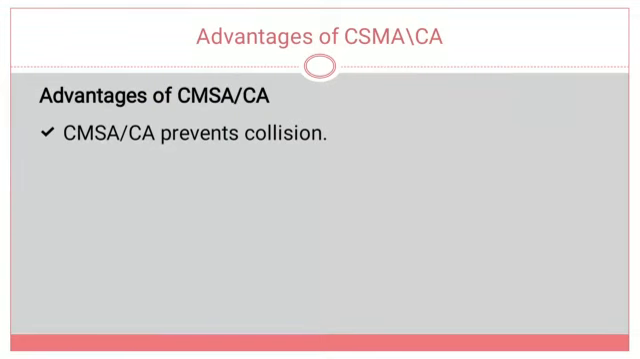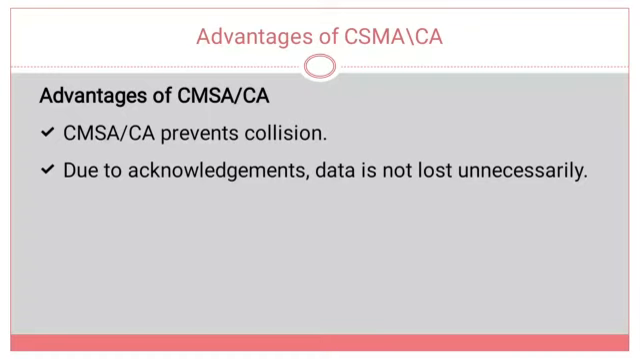Now coming to the advantages of CSMA/CA. It prevents collisions, because many steps are followed. Some of the steps were already there in collision detection, and here some additional features are added. That's why we are preventing the collision. Due to the acknowledgements, data is not lost unnecessarily. For example, if data is corrupted and the acknowledgement is not received, the sender will send the data again.